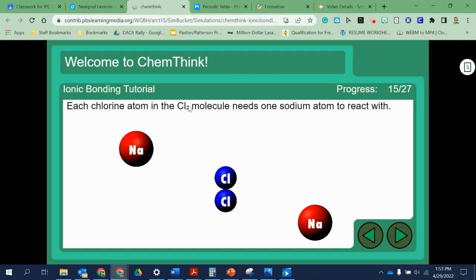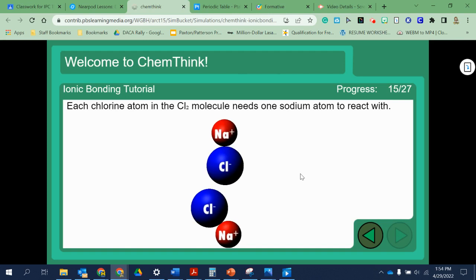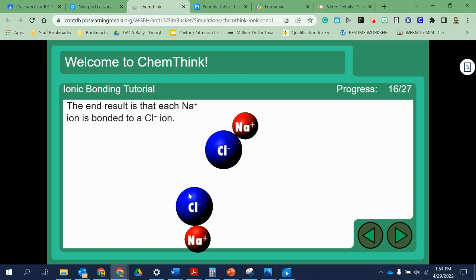So each atom in the Cl2 molecule, remember Cl2 because there's two of them together in this molecule, needs one sodium atom to react with. That's what's going to happen here. And you see when that happened, all of a sudden the positive and the negatives connected with each other, they bonded with each other, and the end result is that an Na plus ion is formed and a Cl minus ion is formed, and they bond with each other.